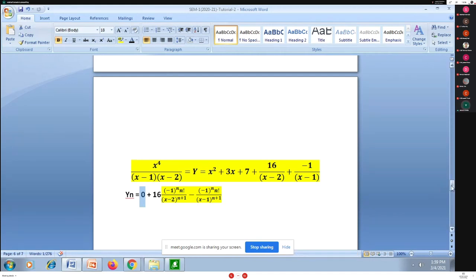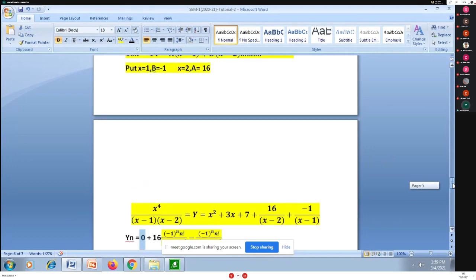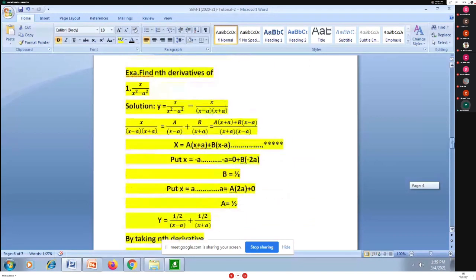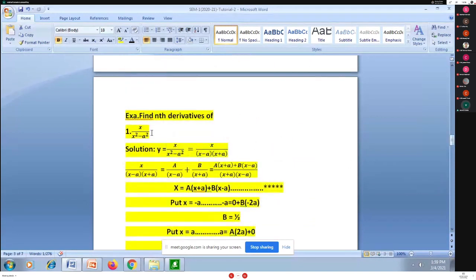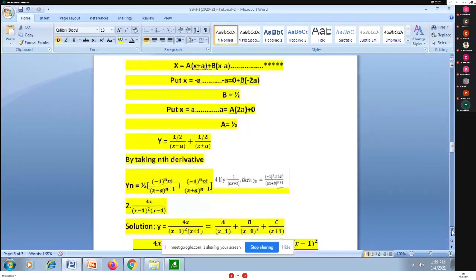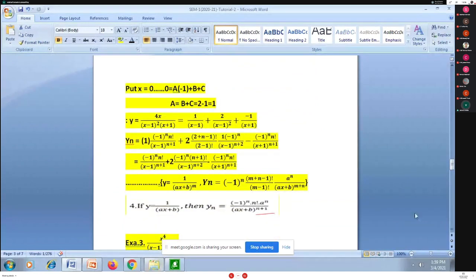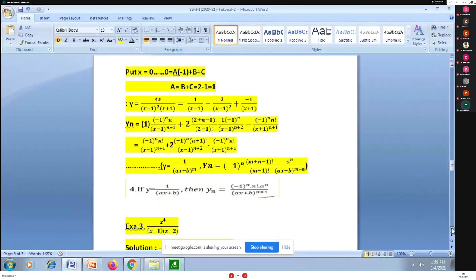So see here, till now I shared with you 4 examples. Out of that, first 2 examples are in such a manner that degree of numerator is less than degree of denominator, so we are going for partial fraction directly. But whenever I am having degree of numerator greater than degree of denominator, what I told you, you have to go for actual division here.